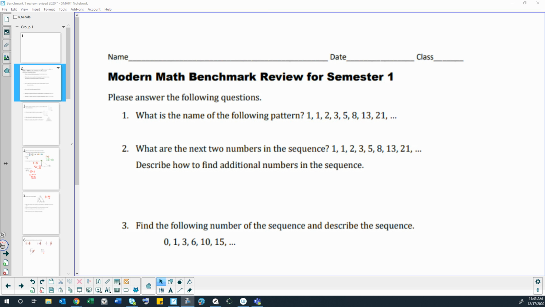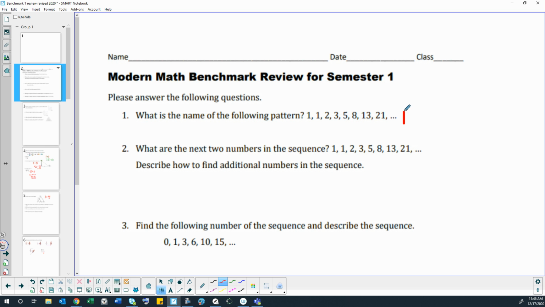Right, we're going to go through this benchmark review for our semester 1 benchmark test. So these are things that we were supposed to have learned this semester. Some of them we have learned, other things we haven't had time to get to yet. This first one, what is the name of the following pattern?